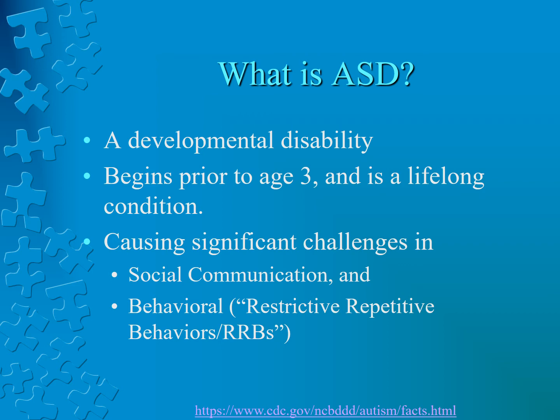We know that learning, thinking, and problem solving abilities can range from gifted to severely challenged. Some people with ASD need a lot of help in their daily lives, others need less. The symptoms do begin prior to age 3, and this is a lifelong condition. This causes significant challenges in social communication and behavioral areas, also called restrictive repetitive behaviors. Now you might hear the term RRB moving forward. You know what that is.